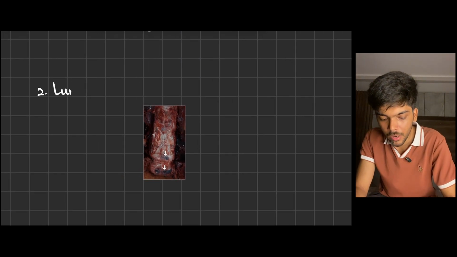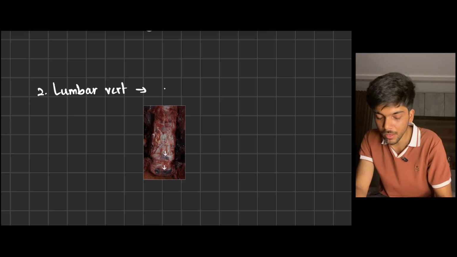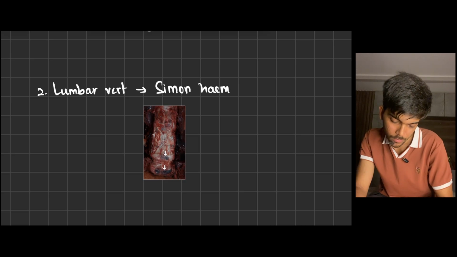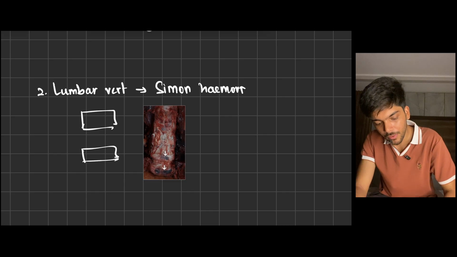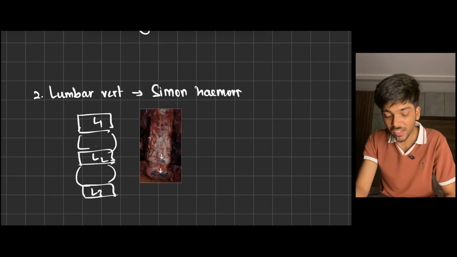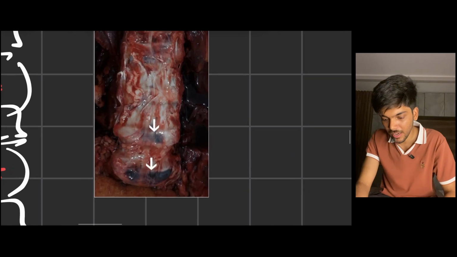This is at lumbar vertebra. At lumbar vertebra, there is no fracture but hemorrhage, referred to as Simon's hemorrhage. Here's the lumbar vertebra, L1, L2, L3. In between are the vertebral disc. In these vertebral disc, anteriorly, hemorrhage takes place. You can see right here.